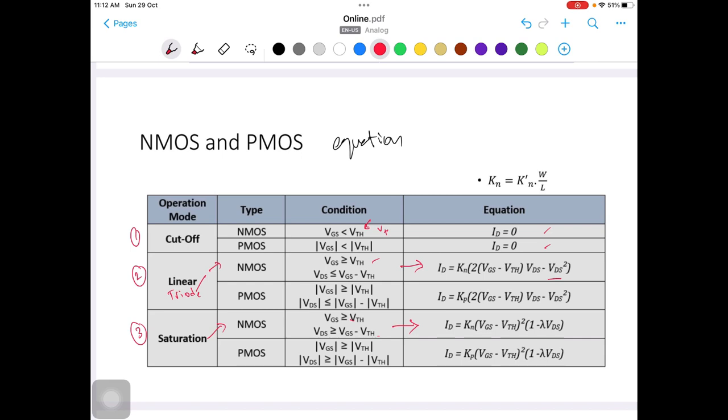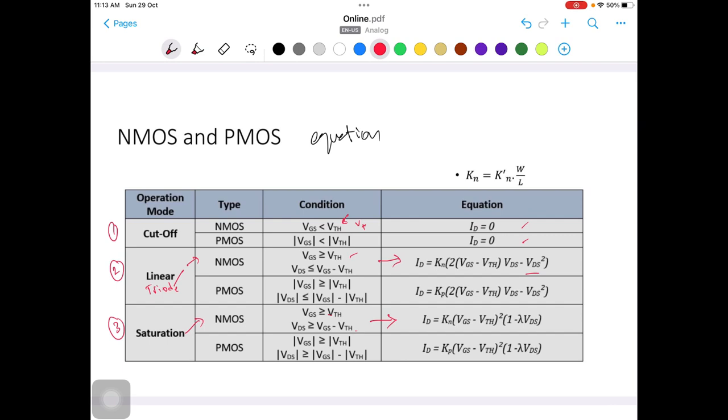Please remember, a specific equation is for a specific condition. So don't get confused. You must understand that different equations rely on different conditions.